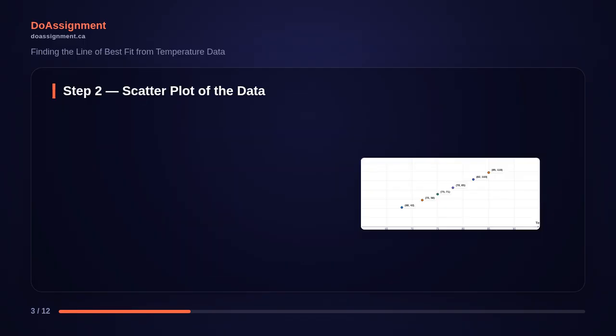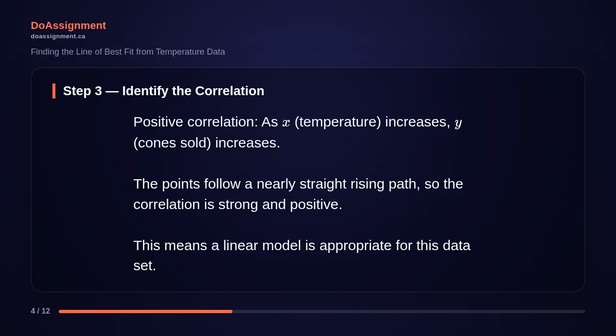Here is the scatter plot. Each dot represents 1 day of data. Notice how the points rise steadily from lower left to upper right. That rising pattern tells us there is a strong positive correlation between temperature and ice cream sales. The scatter plot confirms a strong positive correlation. The data points lie very close to a straight line that rises from left to right, so a linear equation will be a good model for predicting ice cream sales based on temperature.